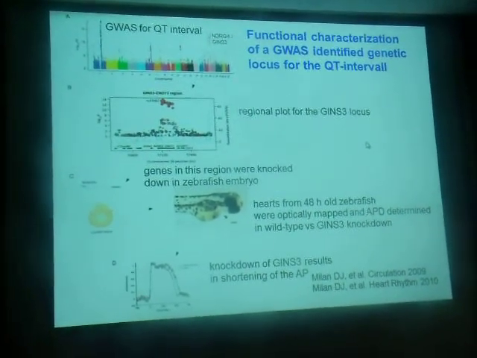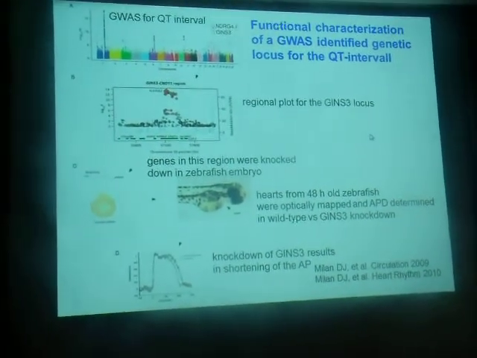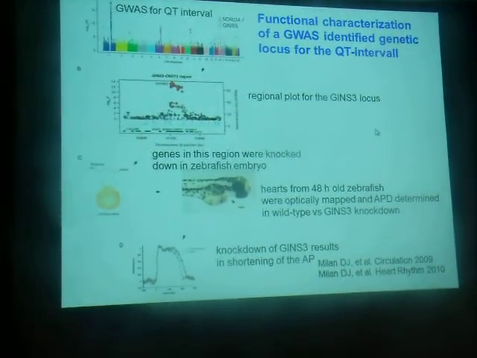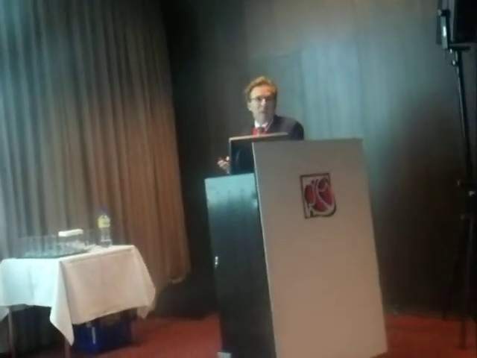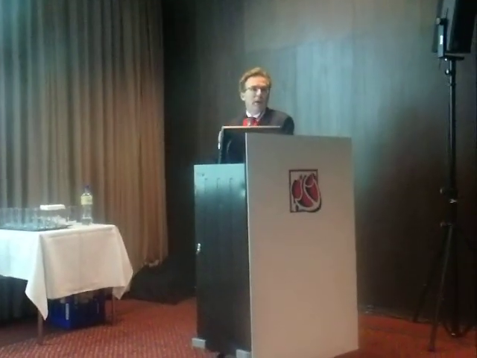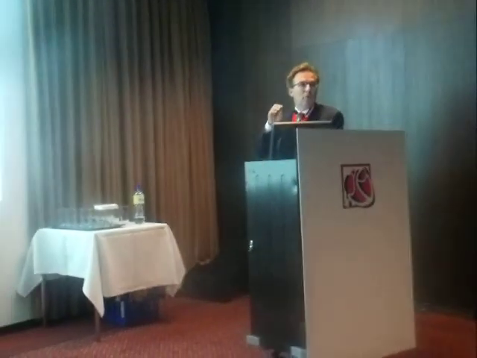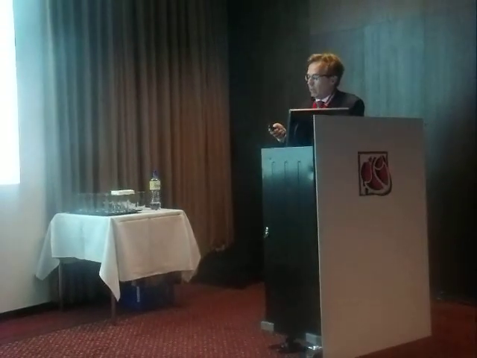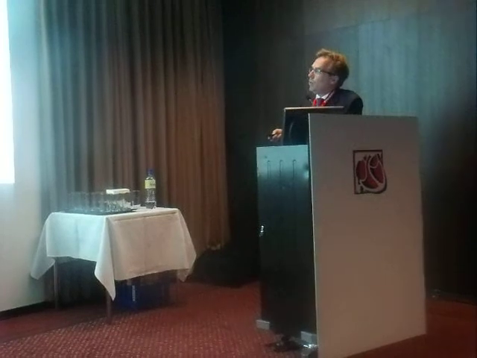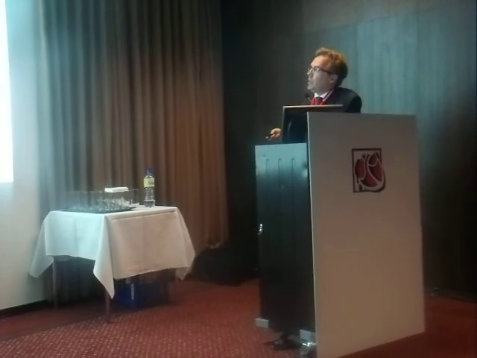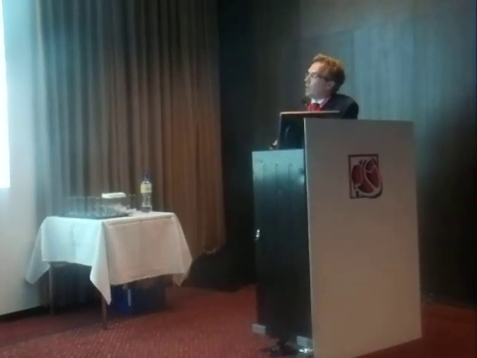When optically mapped and APD determined, then the knockdown of GINS3 really results in a shortening of action potential. And this is an example that from the genome-wide association, you have to go into fine mapping analysis, you have to go into the genes, and then, by example, with a zebrafish assay, look into the function of this gene that has been identified as a common variant.